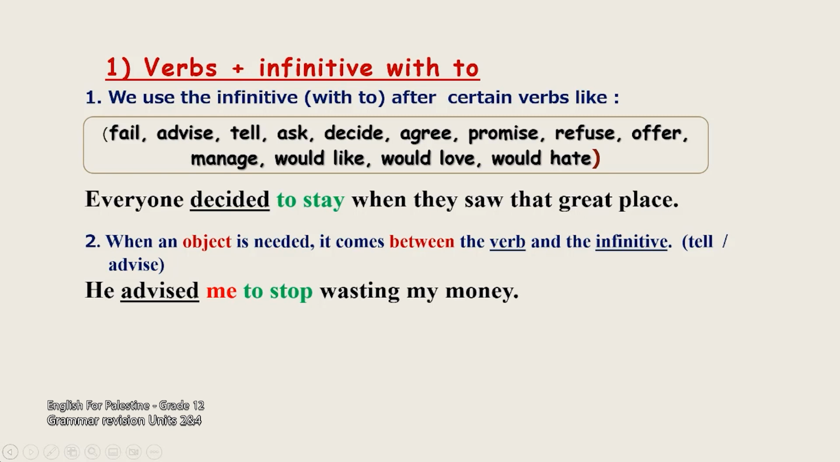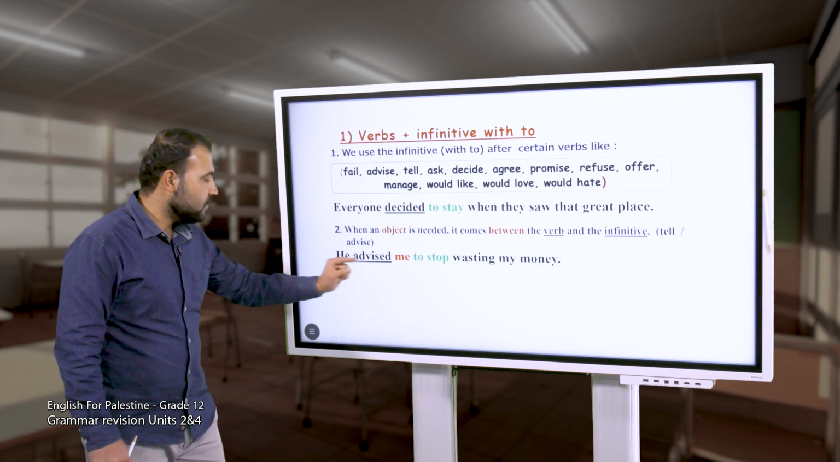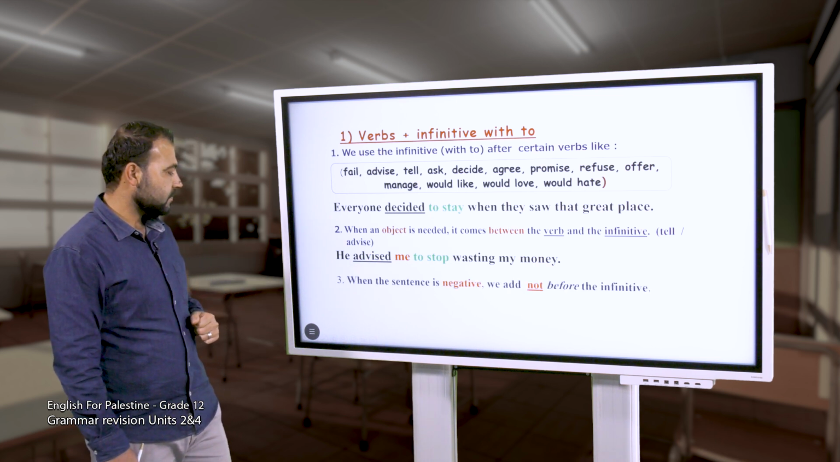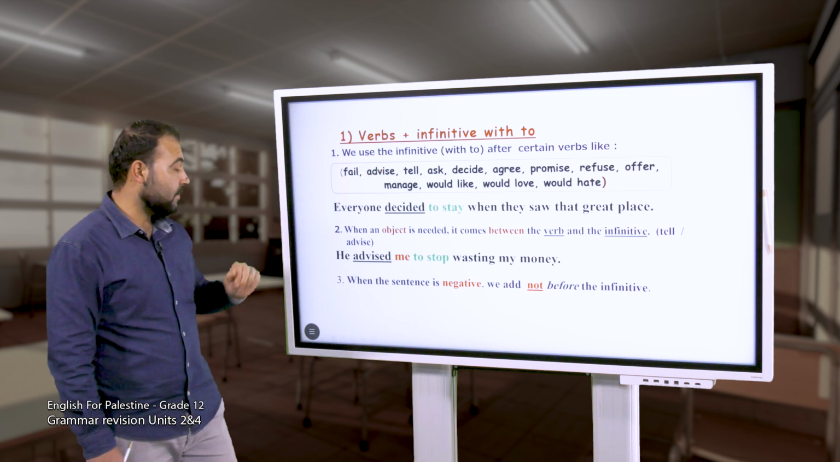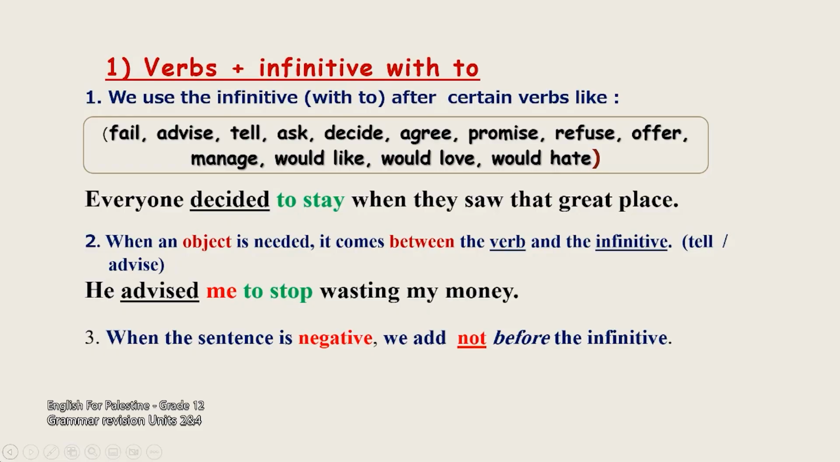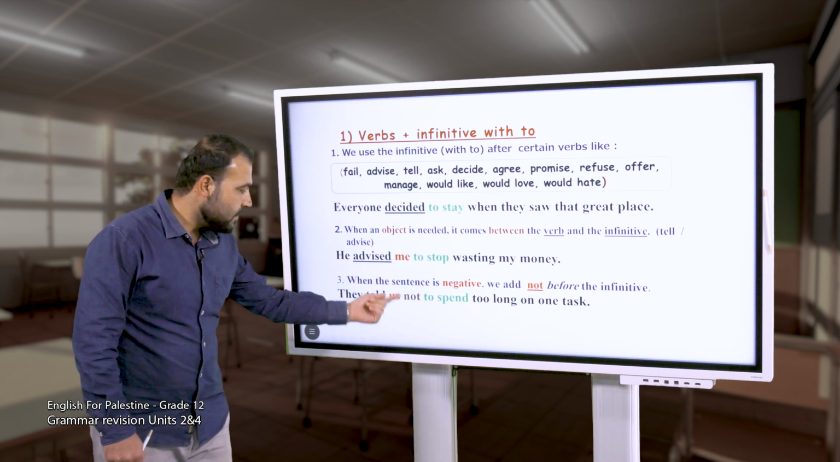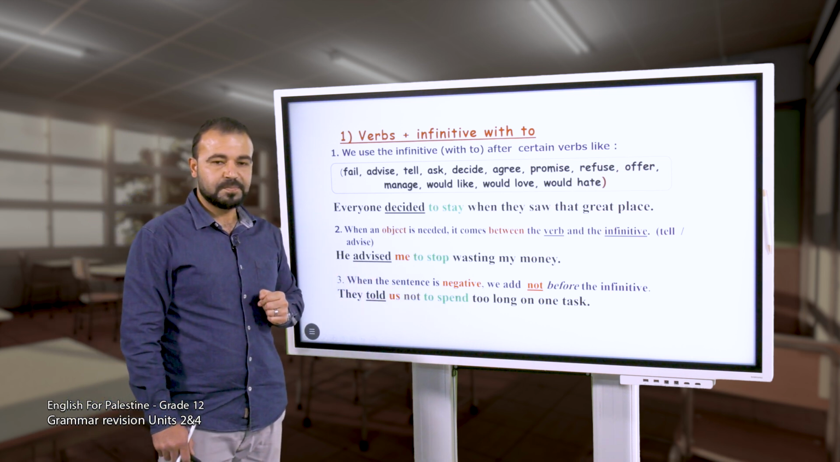He advised me to stop wasting my money. So the verb here, advised, firstly, it's followed with the object, then the infinitive with to. The third point about this group of verbs: when the sentence is negative, we add not before the infinitive. Here we have an example. They told us not to spend too long on one task. Pay attention that not, then the infinitive with to.